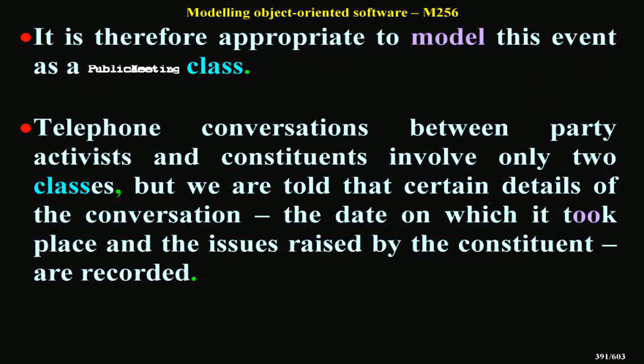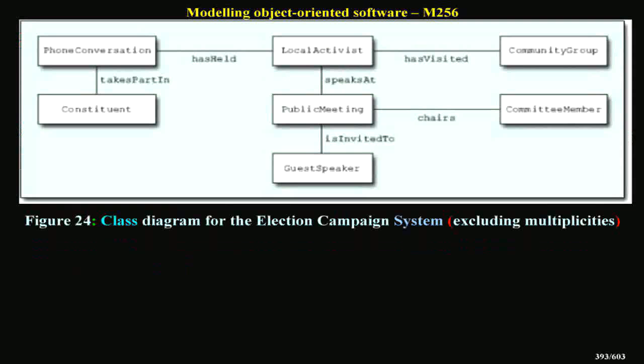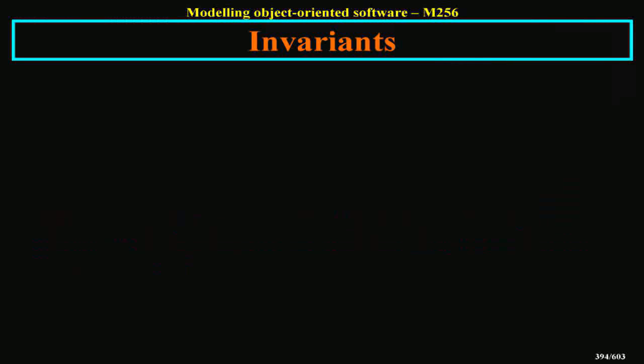Telephone conversations between party activists and constituents involve only two classes, but we are told that certain details of the conversation, the date on which it took place, and the issues raised by the constituent are recorded. To model this, a class is needed, which will have two attributes, and a class diagram for the system excluding multiplicities is given in Figure 24. Figure 24. Class diagram for the election campaign system excluding multiplicities.